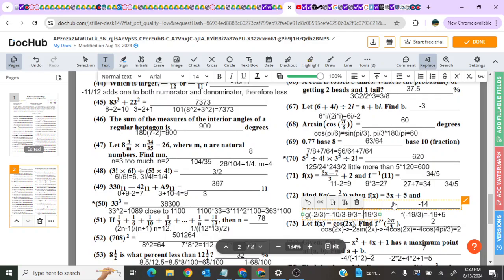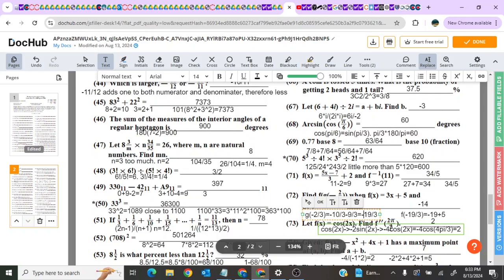33, let f of x equal cosine of 2x. Find f double prime of 2 pi over 3. Well, okay. The derivative of cosine is negative sine. And then the derivative of 2x is 2. So chain rule, you multiply by 2. Negative 2 sine of 2x.